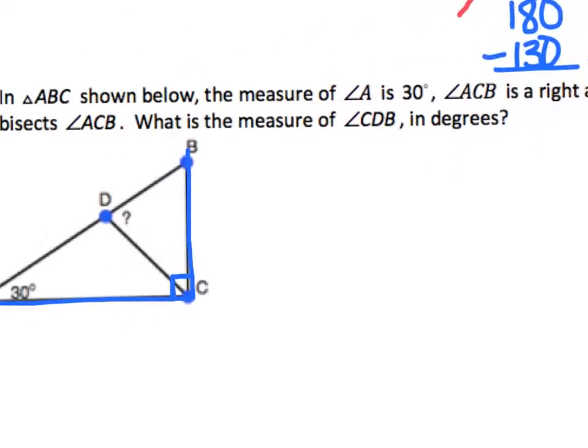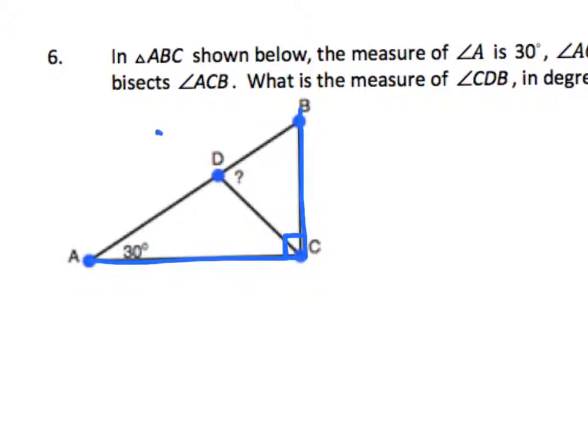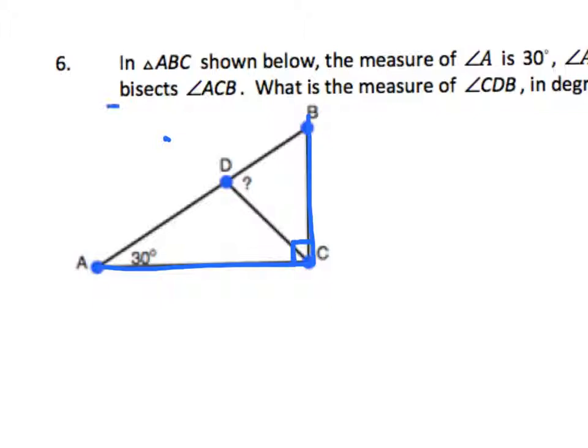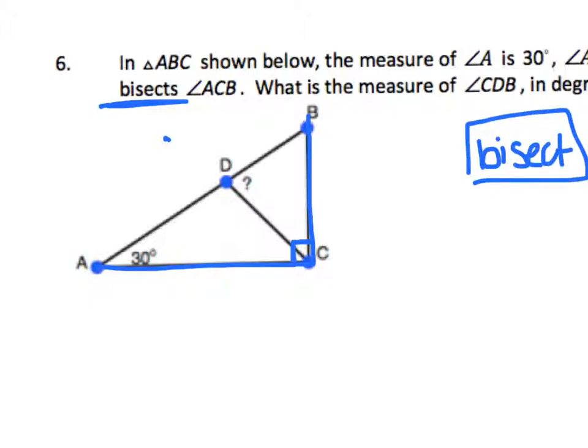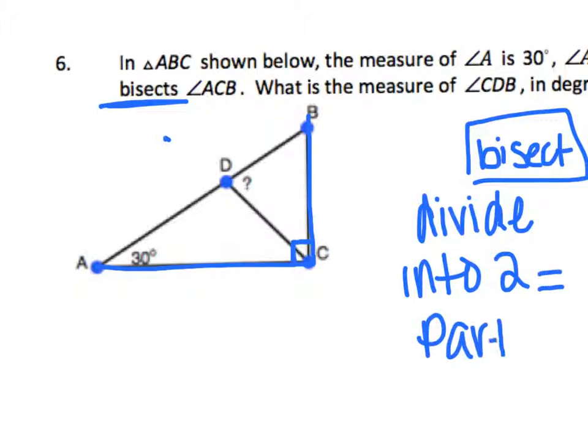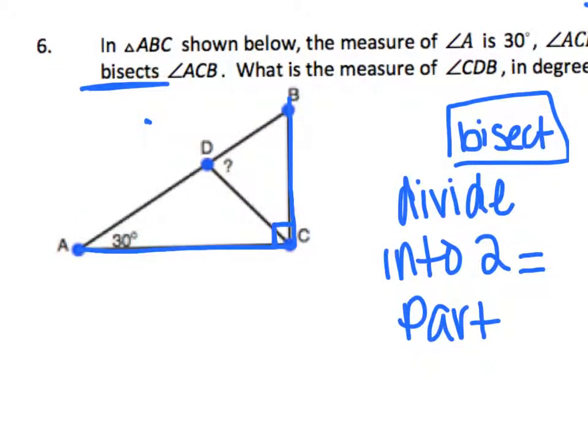D is on AB. That just means that it's on the line. It's not like it's off here. It is how it looks, is what it's saying. And then it also says DC bisects angle ACB. So remember that bisect means to divide into two equal parts. So whether that's a segment that's bisecting another segment or a segment that's bisecting an angle, it's either going to cut the two segments into two equal parts or the angle into two equal parts. So if it says that DC bisects ACB, that means it cut the angle into two equal parts. So that's how I label that it's equal.